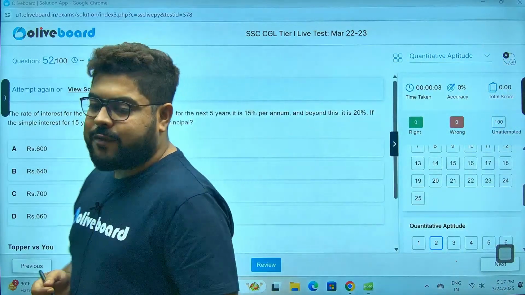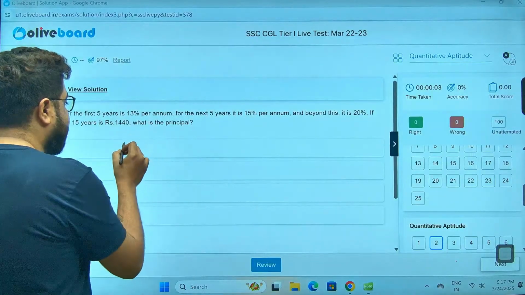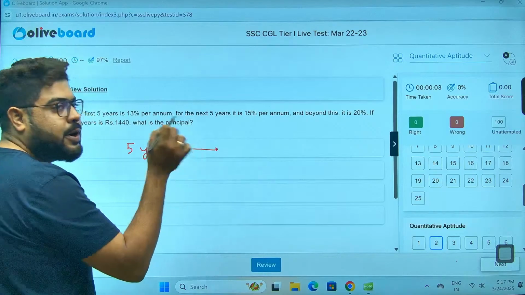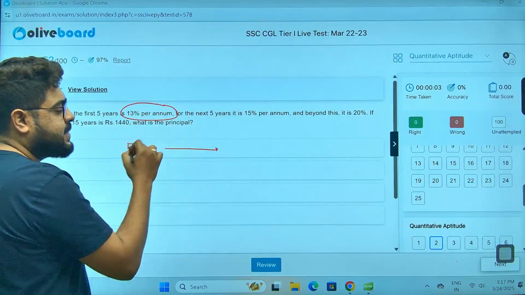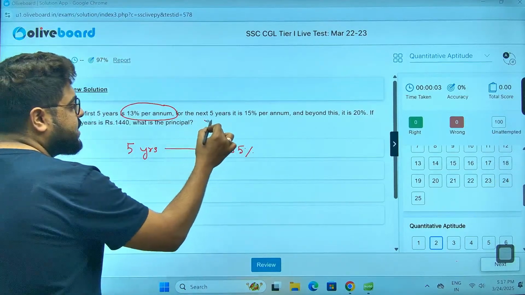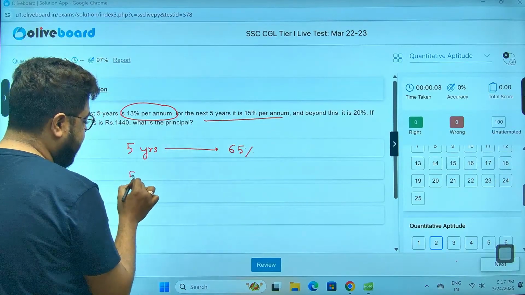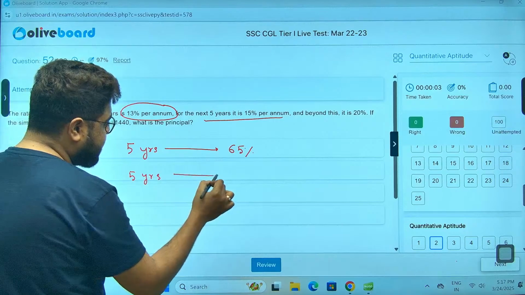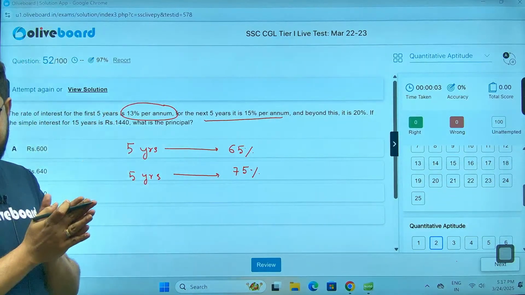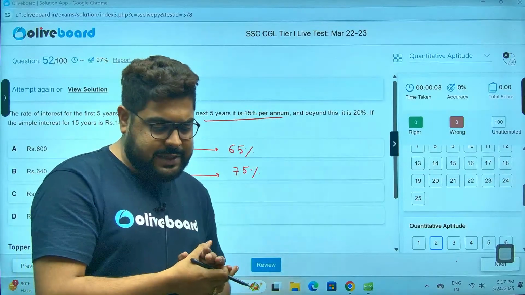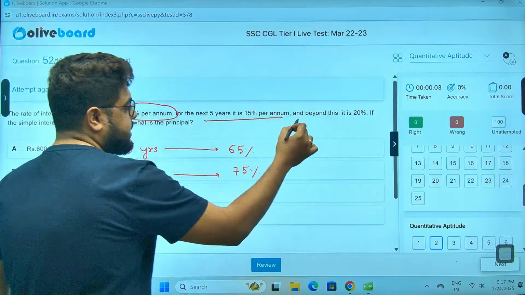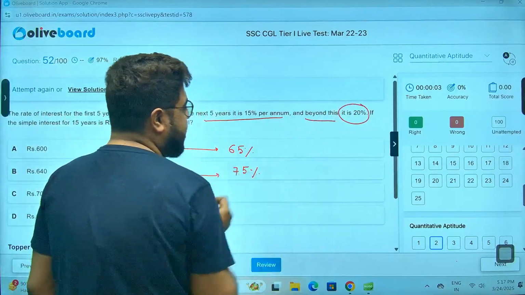Rate of interest for the first 5 years is 13% per annum. That means 13 fives are 65%. Now, next 5 years, 15% per annum, meaning 15 per year gives a total of 75%. We always simply go by percentage. Beyond this, 20% per annum.